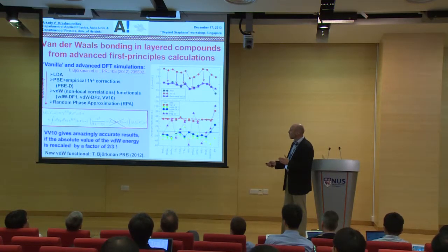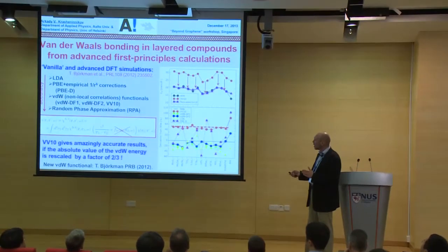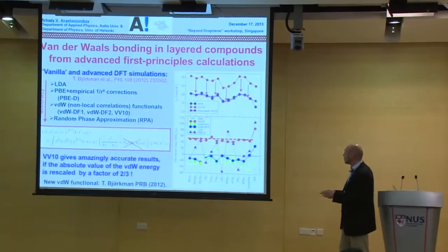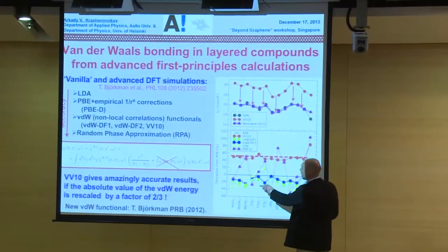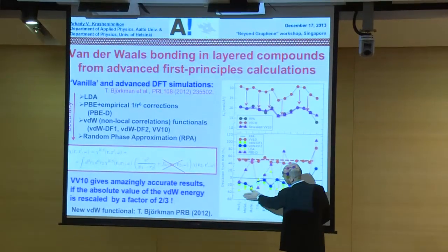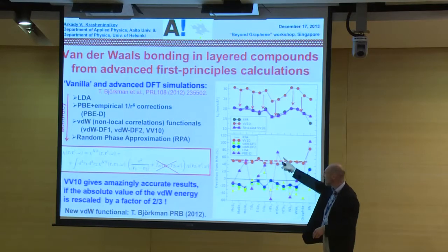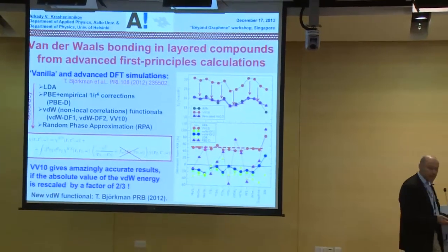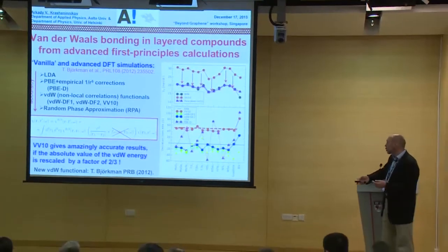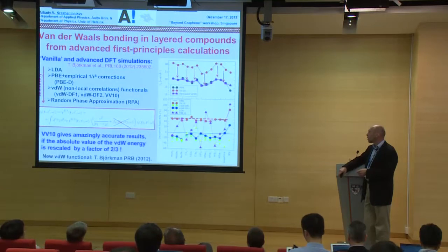PBE-D is the Grimme correction, these purple points. As we can see, for example, for molybdenum disulphide, where is it? Here. The agreement may be not that bad. But for some other materials, we have a really big, about 60% difference with regard to the RPA value. So once more, we should be careful when we use the Grimme correction approach to calculate van der Waals interaction here.